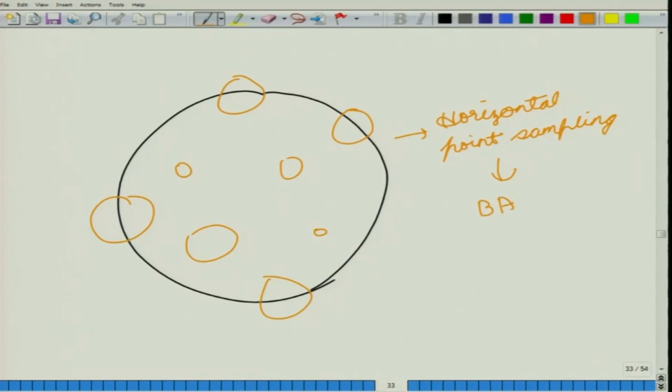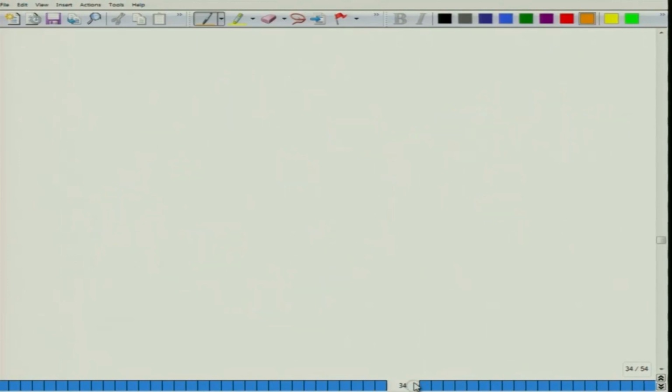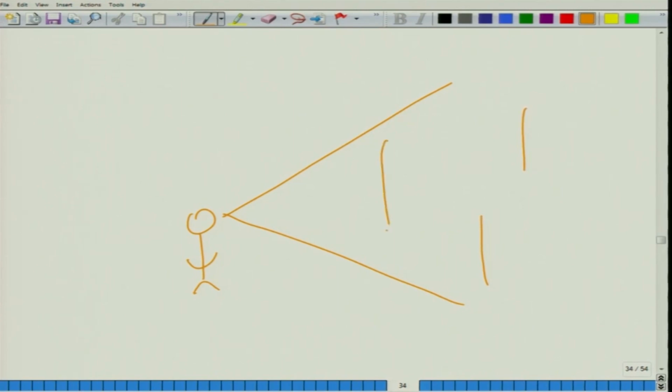On the other hand, in a vertical point sampling, you will be standing somewhere in the forest and then looking at things vertically. So, here you will find trees of different heights. So, the vertical point sampling gives us the heights of the forest. So, let us now look at horizontal point sampling. So, looking at the slides now.